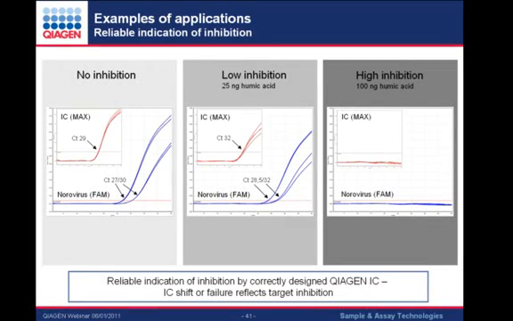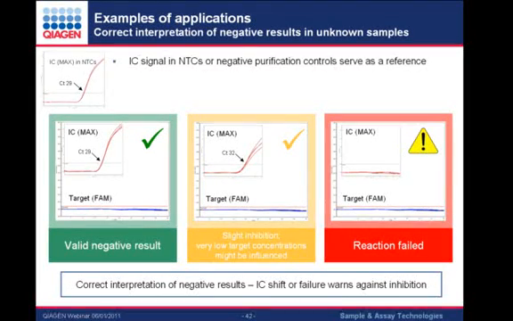This is a representative result, as the internal control system is adjusted to be always a little bit weaker than the pathogen system in order to prevent that the internal control might drop out after the target. With a very high amount of inhibitor here on the right side, 100 nanogram humic acid in this case, the norovirus signal drops out completely, which is also reflected by internal control dropout.